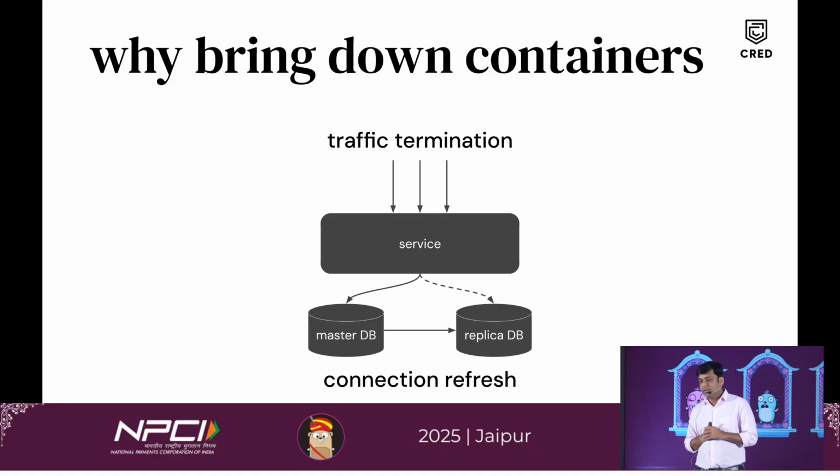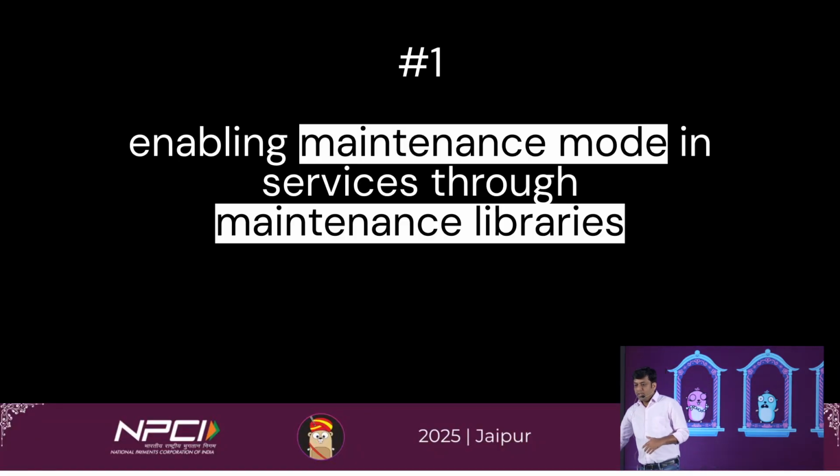The second reason was connection refresh. Once a replica is promoted to be a master, the database endpoint now resolves to a new IP, right? And if these database connections in the application are not refreshed, we would see connection errors on the application, right? So we solved this problem by introducing a feature called maintenance mode in our microservices. And this was done by building maintenance libraries.